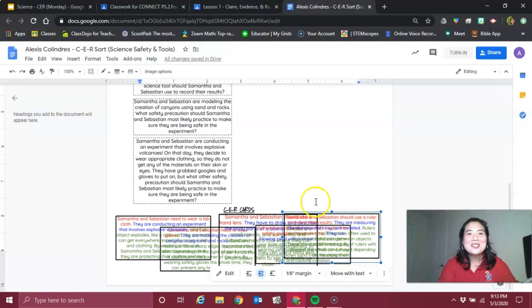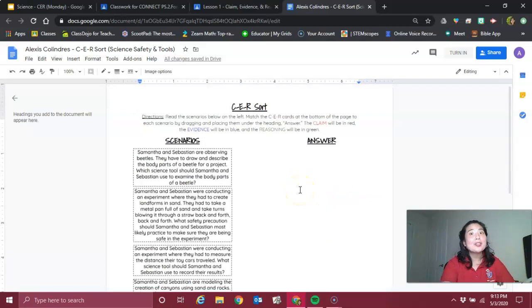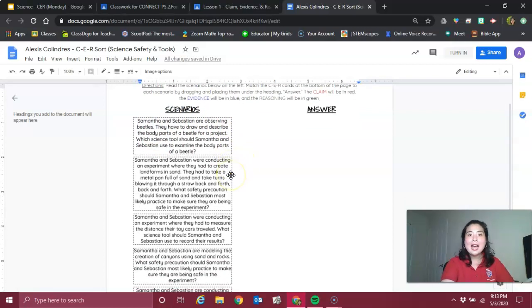All right, so let me go ahead and read the first scenario. Samantha and Sebastian are observing beetles. They have to draw and describe the body parts of a beetle for a project. Which science tool should Samantha and Sebastian use to examine the body parts of a beetle?